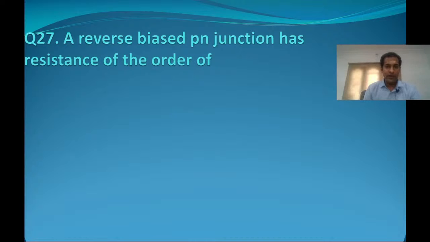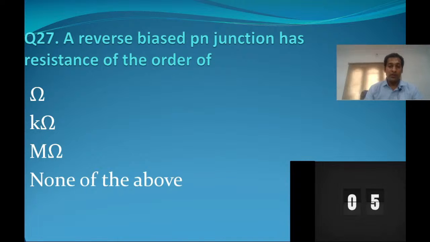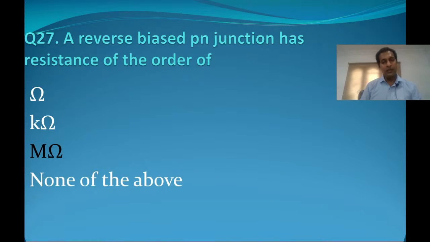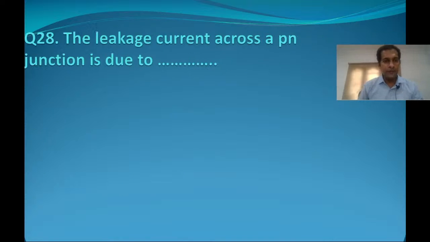A reverse bias p-n junction has resistance of the order of ohms, kilo ohms, mega ohms, or none of the above. As a hint, forward bias resistance was in ohms. In forward bias, current is more, so resistance was less. In reverse bias, current is very less and the resistance is very high. So should it be in ohms, kilo ohms or mega ohms? Your time ends. The answer is mega ohms. It's above kilo ohms, the maximum resistance to the current.